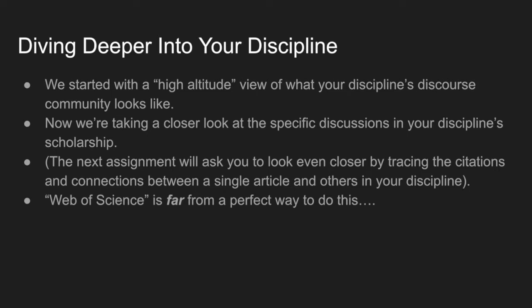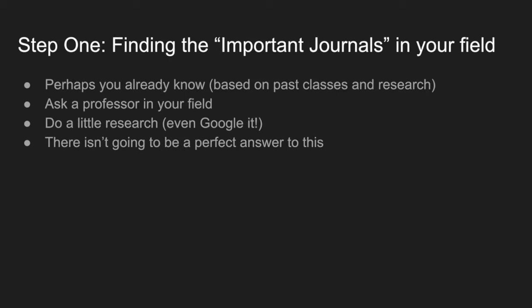Now we're going to use this resource called Web of Science, which is far from a perfect way to do this, but it's a start, and it gives you, again, a sense of what the important discussions and disciplines are. So the first step is you have to figure out what the important journals are in your field.